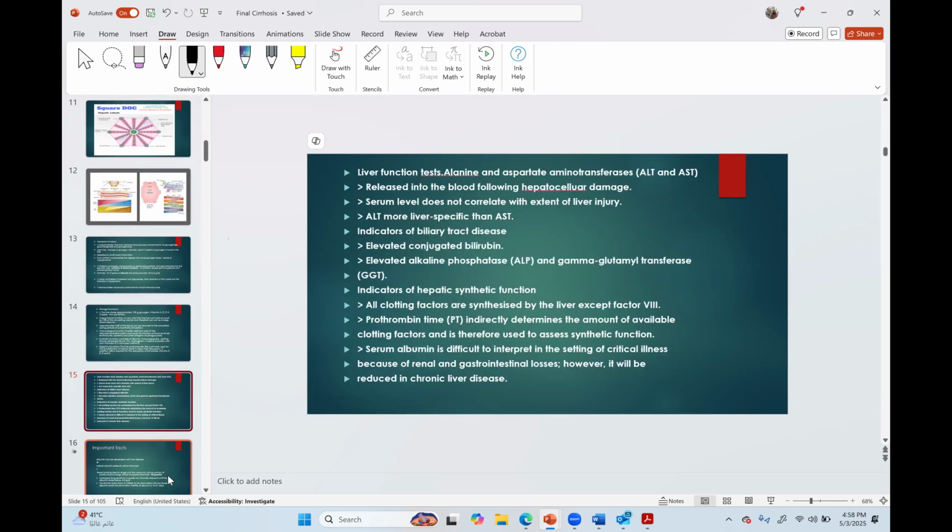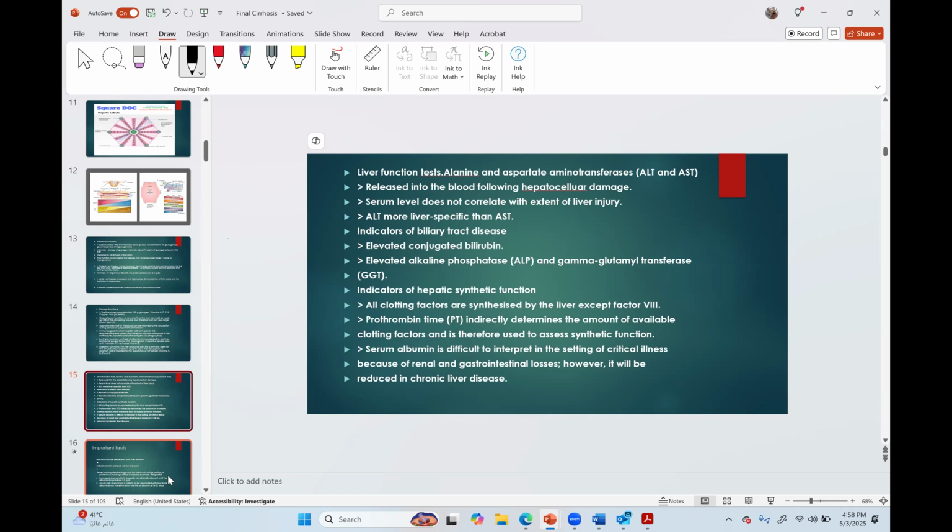Okay, now a few words about hepatocellular destruction. When there is hepatocellular damage, there are a few enzymes you should know: ALT, AST, gamma GT. Further, if there is obstruction, there will be alkaline phosphatase as well. But gamma GT is more raised in alcoholic hepatitis. Am I right?